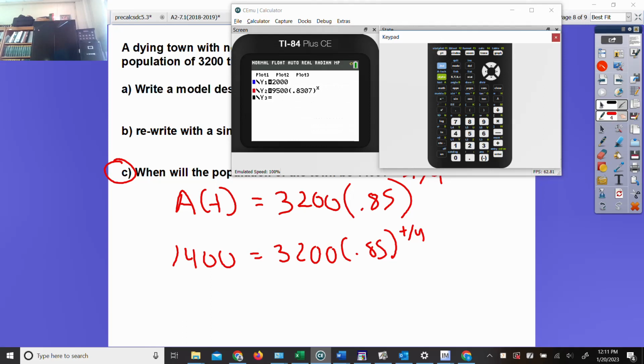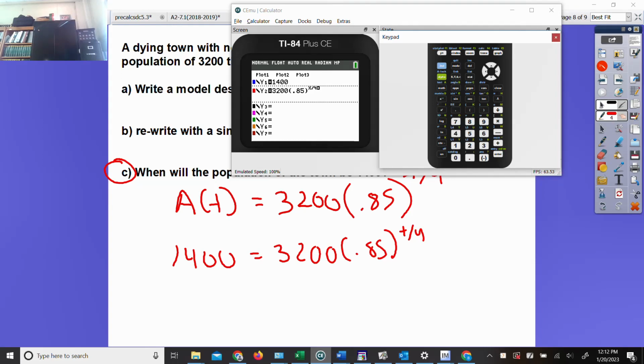So again, we're in y equals. What's going in y1? 1,400. y2 is the right-hand side, 3,200 times 0.85 to the x over 4. Now by now, you guys ought to be quicker typing on a keypad than I am at the board. It's slow at the board. A lot of y'all are already doing Zooms. Some of y'all are playing with your Windows. Good for you. And have you got all this typed in?